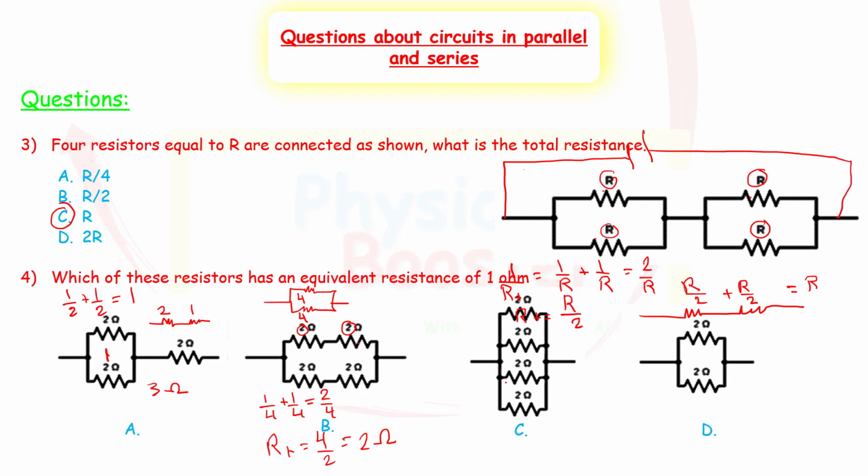And for this one right here, 1 over RT is going to be equal to 1 over 2 plus 1 over 2 plus 1 over 2 plus 1 over 2, which is clearly not going to give us a 1 ohm resistance. And finally, if I look here, 1 over RT is going to be equal to 1 over 2 plus 1 over 2. This means that 1 over RT is equal to 1, which means that RT here is equal to 1 ohm. So the answer is clearly D.